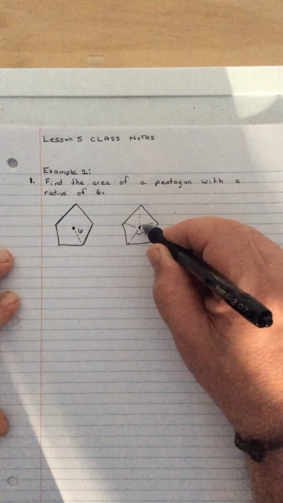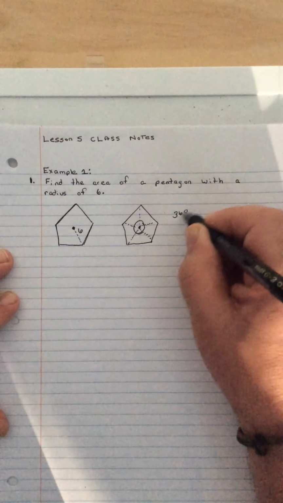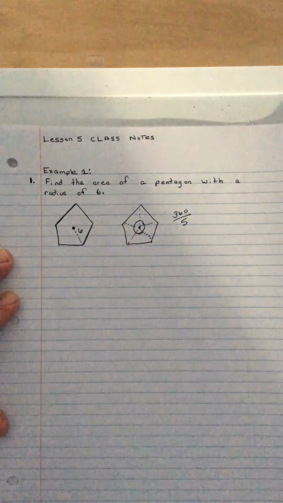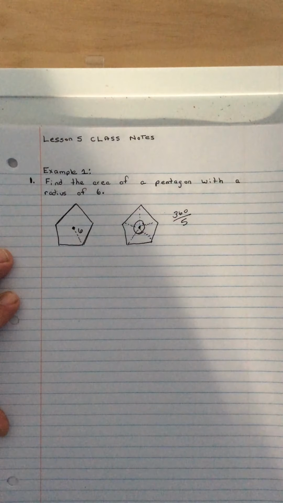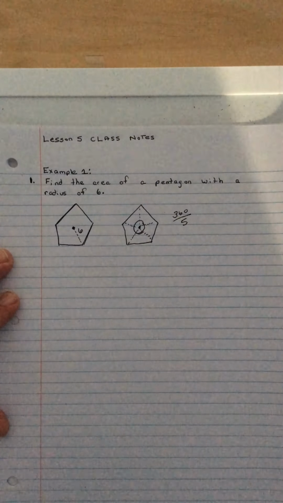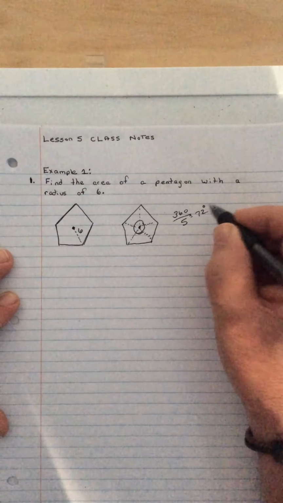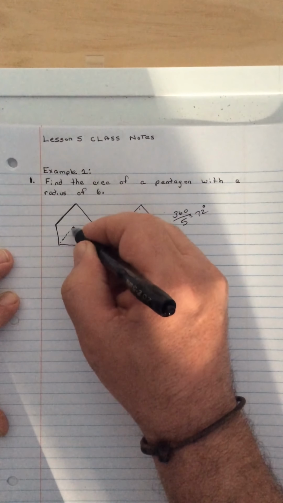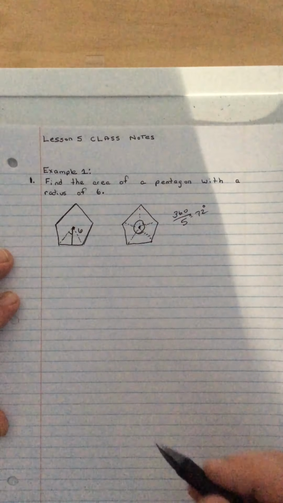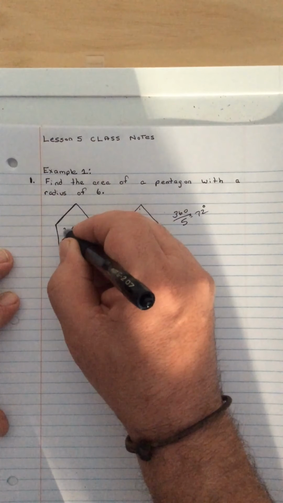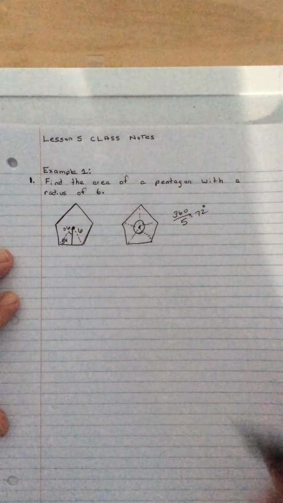We know that there's 360 degrees all the way around. We're going to divide that by 5 because there's 5 of those angles. So we'll take 360, divide it by 5, and that answer is 72. We really only want half of that angle. So 72 divided by 2 makes this angle here 36. And if we subtract that from 90, that angle down there becomes 54.